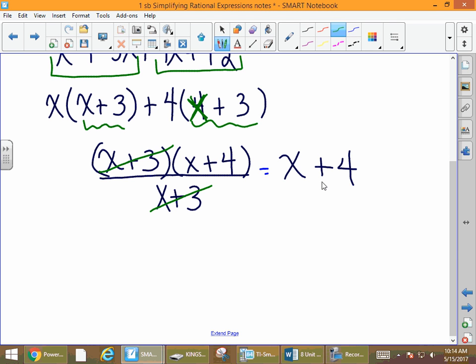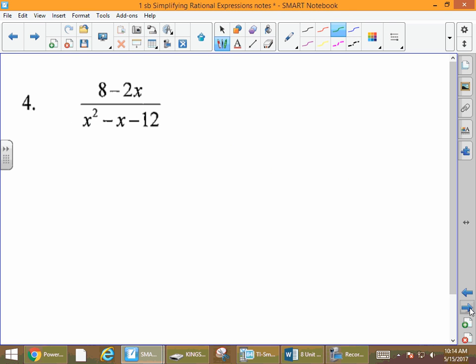The key to simplifying rational expressions is factoring. You need to be able to factor. And in problem number 4, we need to factor the numerator, the top of the fraction, and we need to factor the denominator, the bottom of the fraction.